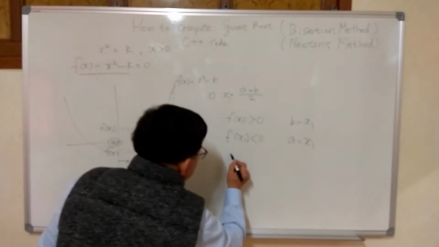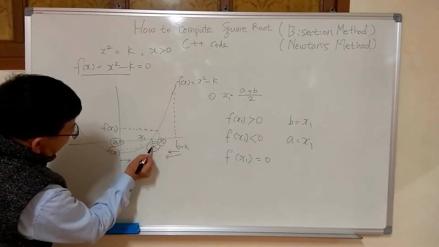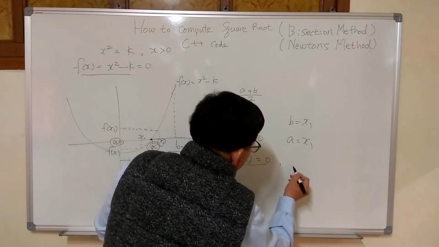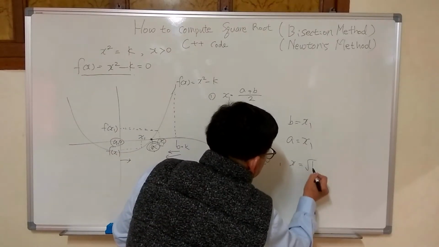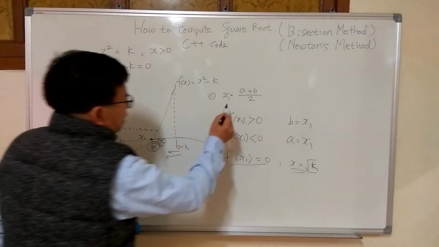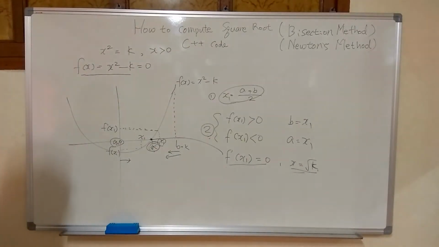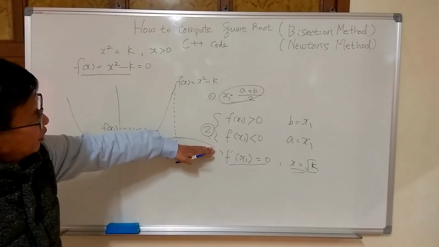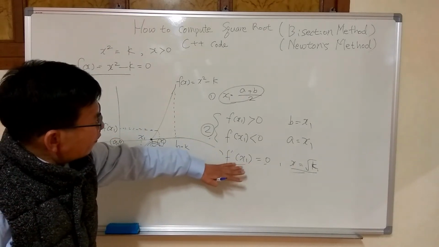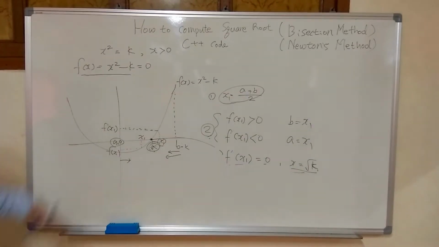Otherwise, if f(x1) equals 0, then we found root k. In this condition, we found x equals root k. So this is success. What you have to remember is this equation and these conditions. Then we repeat this process until we find f(x1) equals 0. Then we found the solution. This is the bisection method.